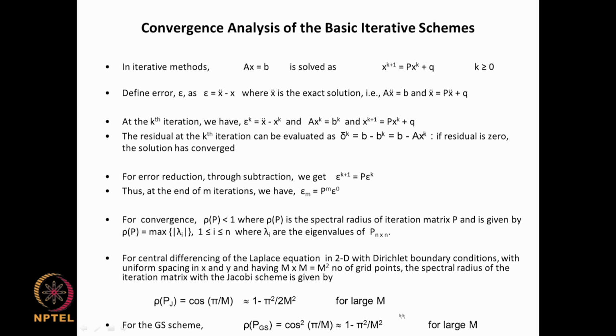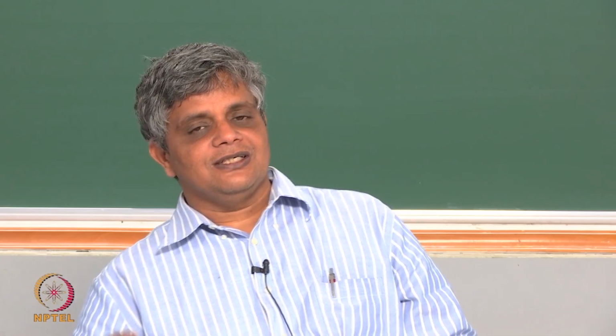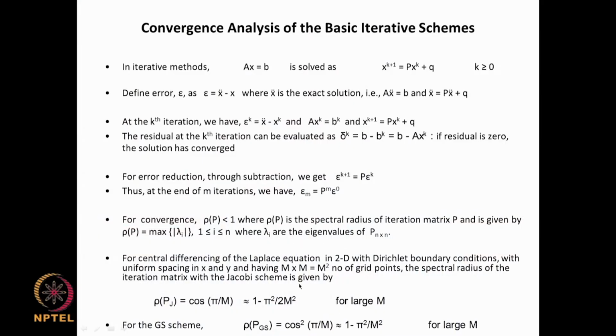So that means that the spectral radius for the Gauss-Seidel method for this problem is always less than the spectral radius for the Jacobi method. And since the spectral radius determines the asymptotic rate of convergence for large values of m, from this we can say that the Gauss-Seidel method for this particular problem, where we know the spectral radius analytically, is faster than the Jacobi method, and we can also show that it is faster by a factor of 2 for large values of m.